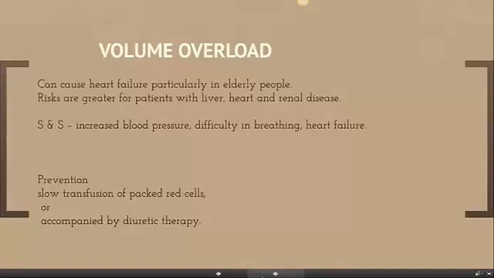How do you prevent this from happening, especially for elderly patients or patients with liver, heart and renal disease? We usually slowly transfuse them with packed red cells if they need it. Okay, we don't transfuse them with whole blood. If they don't lose blood, we don't transfuse them with whole blood. We transfuse them with packed red cells, and then we do the transfusion very slowly and monitor the patient very closely. And in certain situations also, we give them diuretic therapy.